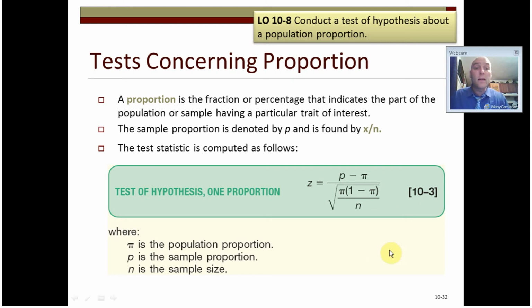Same formula as before. Wait a minute, it doesn't look like the same formula. Hear me out. On the top, we have the difference between the sample statistic, the sample proportion p, and the population parameter pi. P and pi are both proportions. P is a sample proportion. Pi is a population proportion.